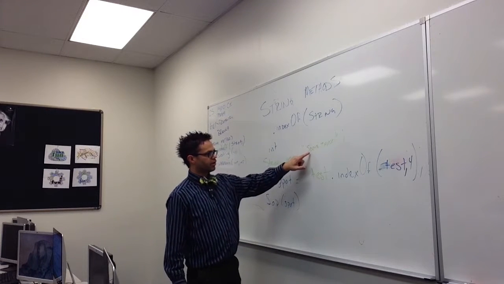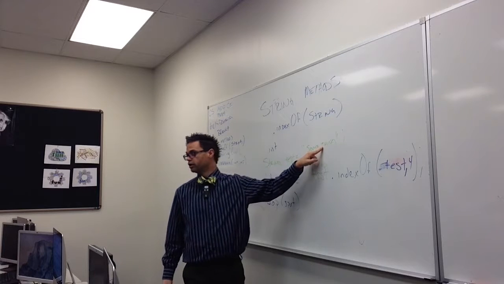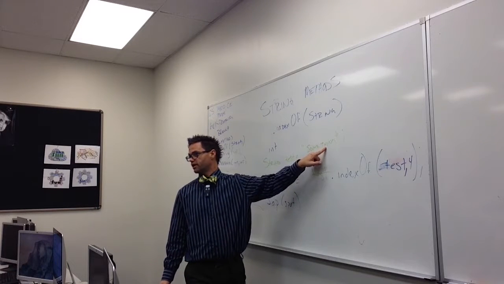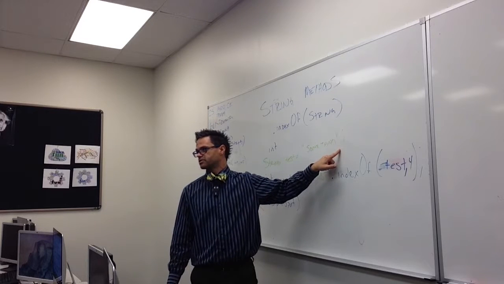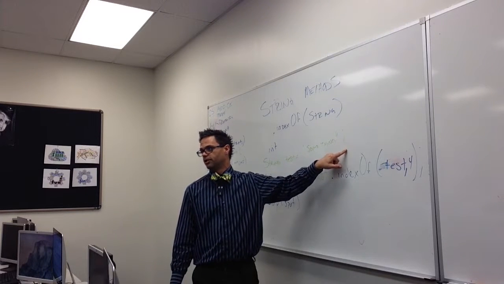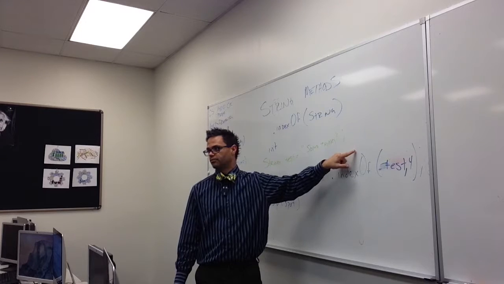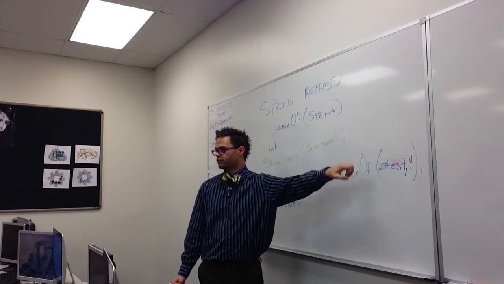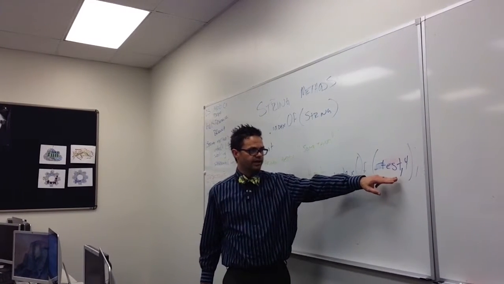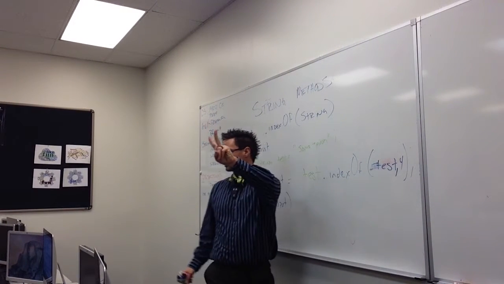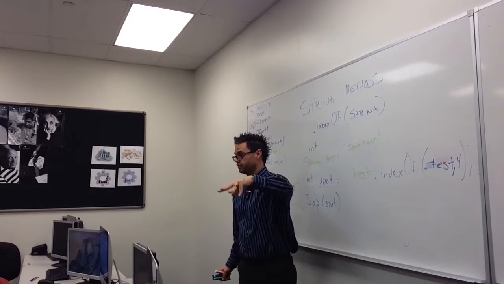So I look over at 0, 1, 2, 3, 4. Is that S? Nope. Is that S? Nope. Is that S? Nope. Is that S? Nope. Nope. Nope. And then I can return again -1. So the indexOf with 2 parameters allows us to look later on.